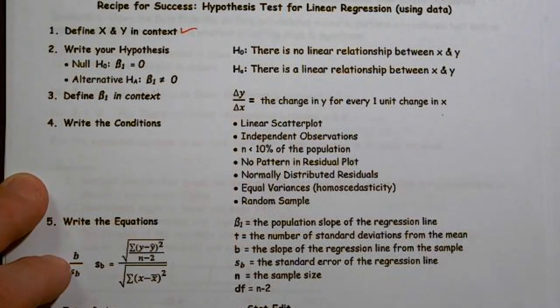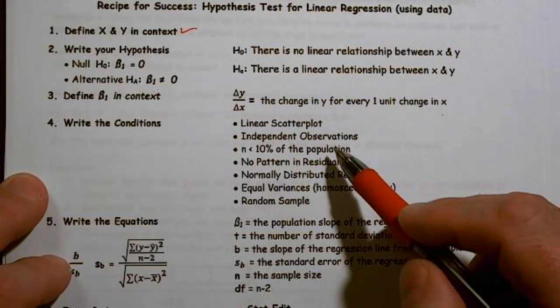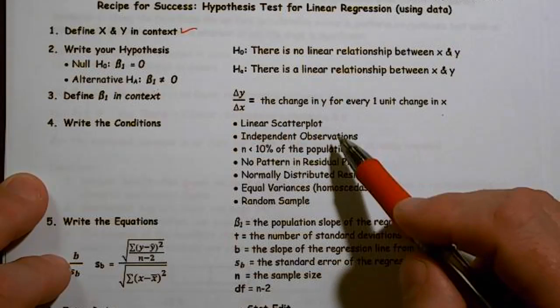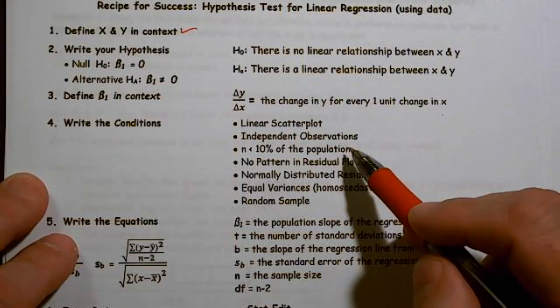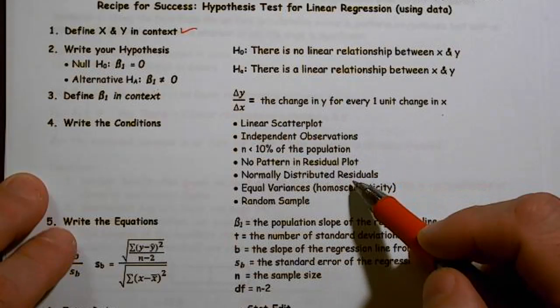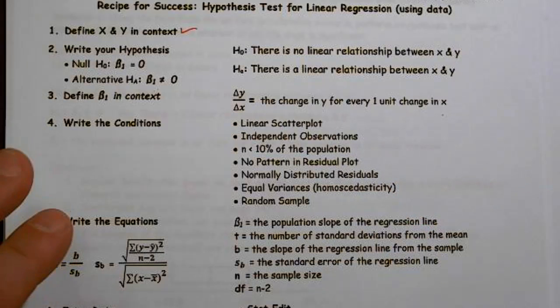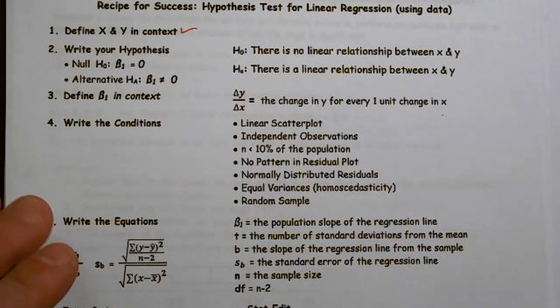We need to write our conditions. So linear scatter plot, and we'll look at that when we actually run it. We need independent observations, and n needs to be less than 10% of the population. No pattern in the residual plot. Normally distributed residuals. Equal variance, which is called homoscedasticity.